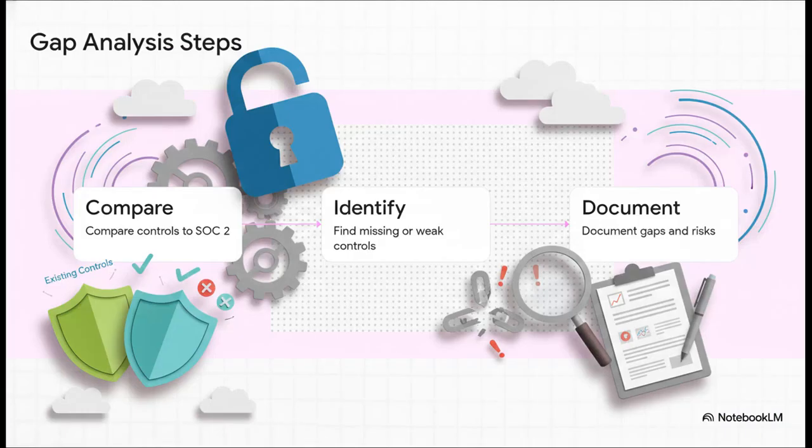Which brings us to the reality check phase in Section 3, bridging the gap. Before you can fix your security posture, you kind of need to know what's broken, right? This takes 3 clear steps. First, you carefully compare the controls you already have against the strict SOC 2 requirements. Second, you identify what's missing or weak, like you might have this beautifully written password policy document, but absolutely 0 technical systems actually enforcing those rules across your network. That is a gap. And third, you meticulously document those gaps and the risks they create.